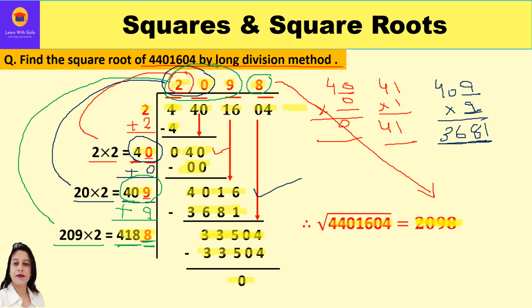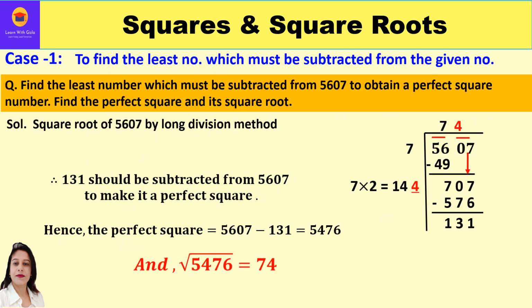So I hope now the long division method is clear to everyone. Let us move to the two cases where we are going to use the long division method. Now let us start with the first case where we have to find the least number which must be subtracted from the given number to make it a perfect square. Now the given number is not a perfect square. That's why we have to find that least number to be subtracted from the given number to make it a perfect square.